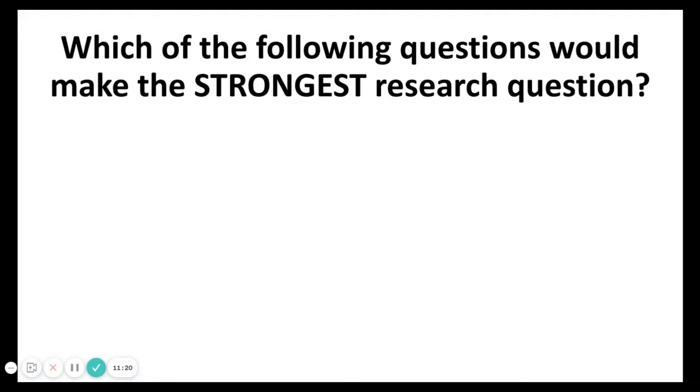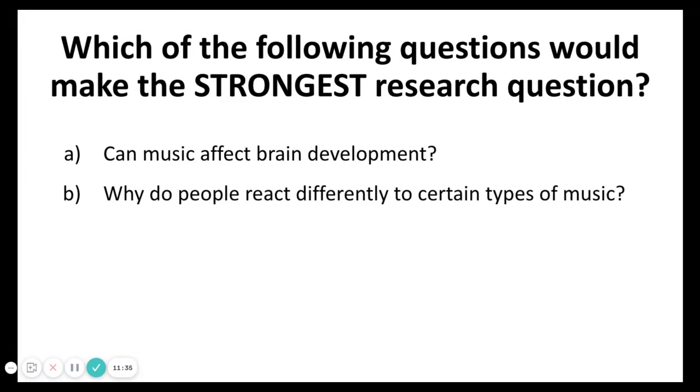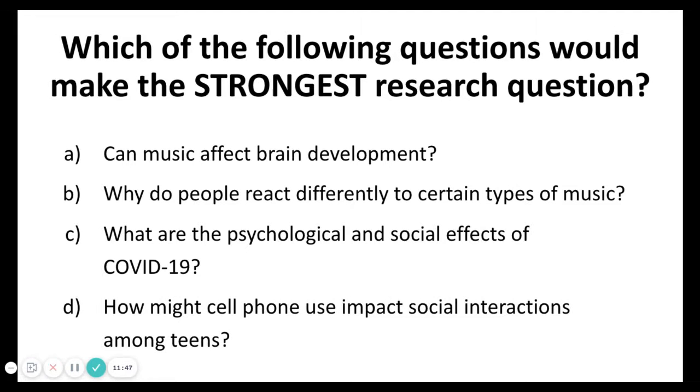Let's do some more practice. Which of the following questions would make the strongest research question? Is it A, can music affect brain development? B, why do people react differently to certain types of music? C, what are the psychological and social effects of COVID 19? Or D, how might cell phone use impact social interactions among teens? Which one would make the strongest research question?